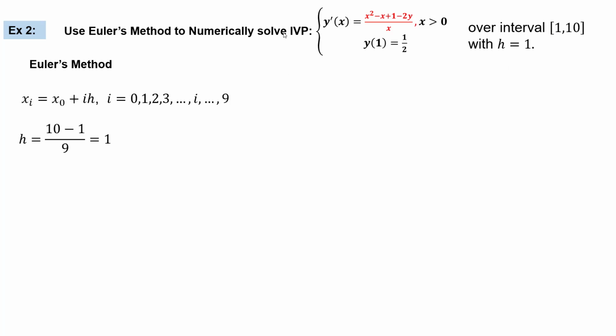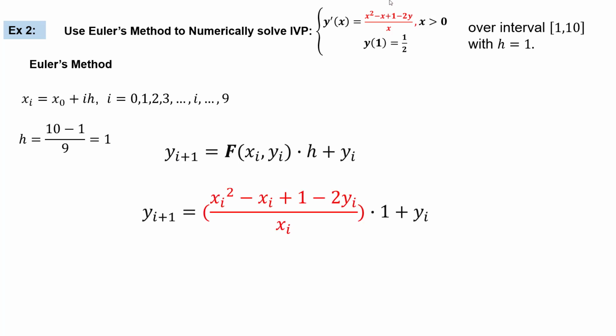H equals 1. I'm going to have 10 iterations, right? 0, 1, 2, 3 to 9. This is the formula that determines the i plus first value of y. So if i is 0, you're starting at y sub 1. And then I know f is the right side of the differential equation, if the left side is just y prime. So it's x sub i squared minus x sub i plus 1 minus 2 times y sub i divided by x sub i, times h, plus y sub i.